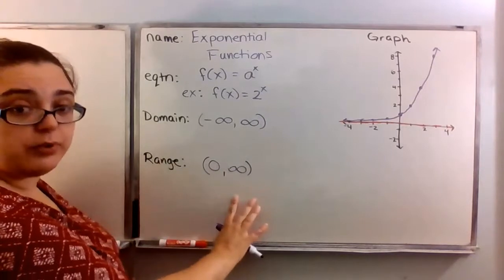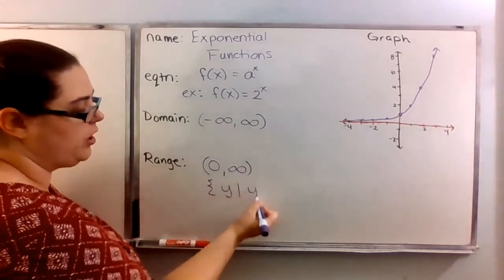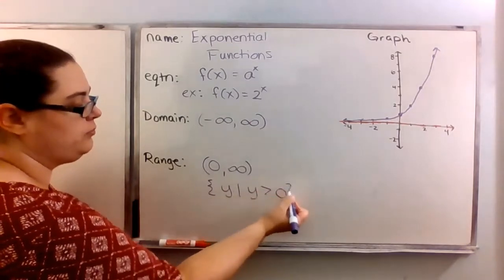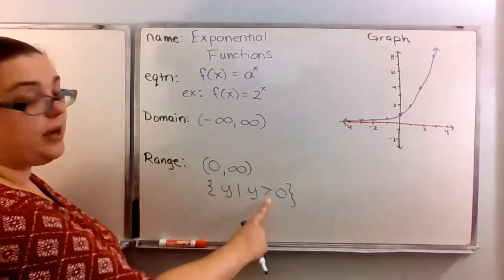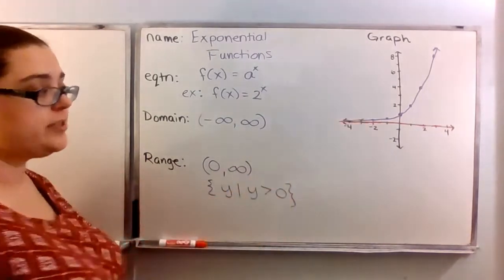If you prefer to use set builder notation here, we would have the set of all y such that y is greater than 0. This time it's not greater than or equal to, because we don't actually equal 0, we just approach 0.